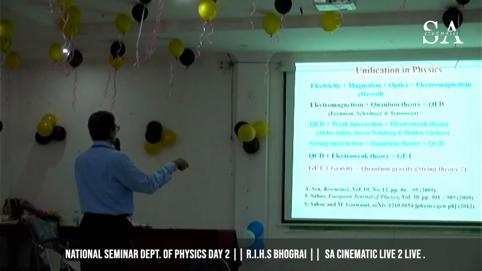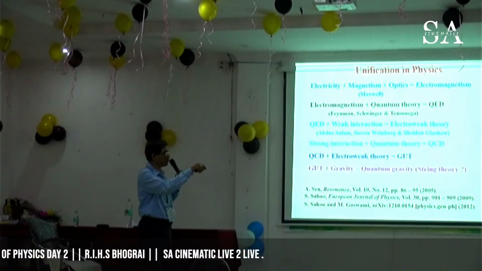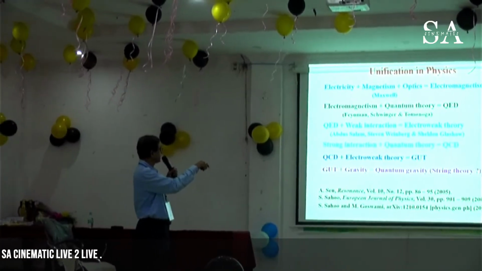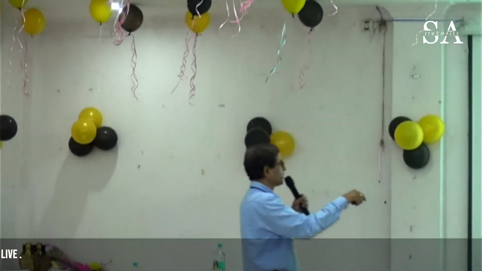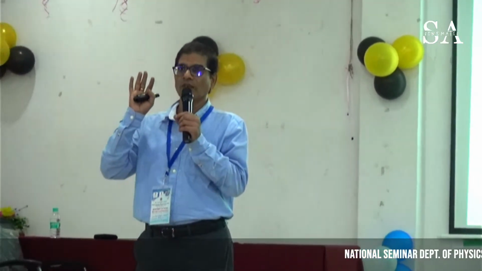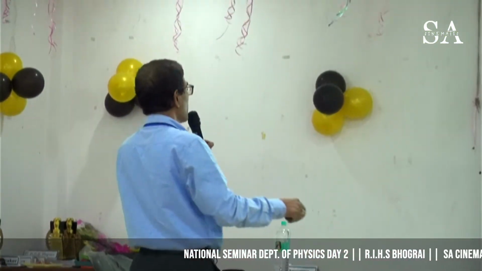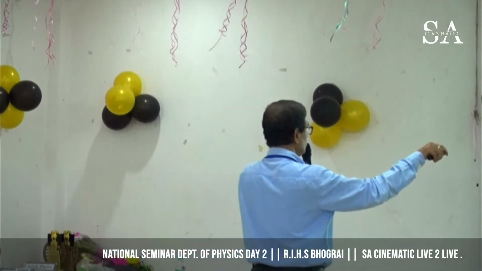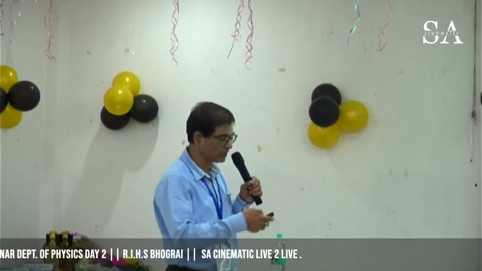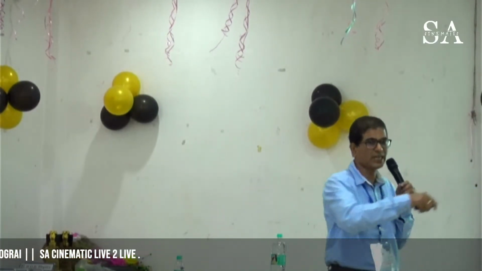Then unification. Maxwell unified electricity and magnetism, taking optics as an integral part, which is known as electromagnetism. Then the quantum theory of electromagnetism was formulated by Feynman and others, which is known as quantum electrodynamics. That is the first relativistic quantum theory which explains the interaction of matter and light. Then, when the weak interaction is unified with QED, that is the electroweak theory. So in electroweak theory, the electromagnetic force as well as the weak force are unified.